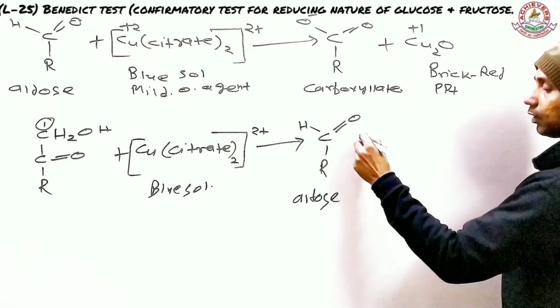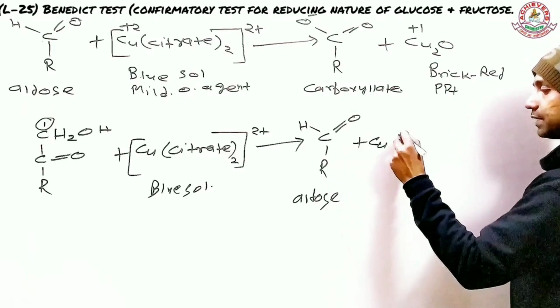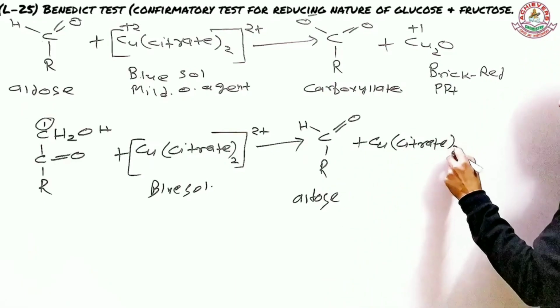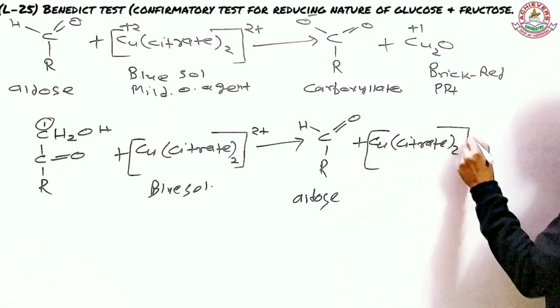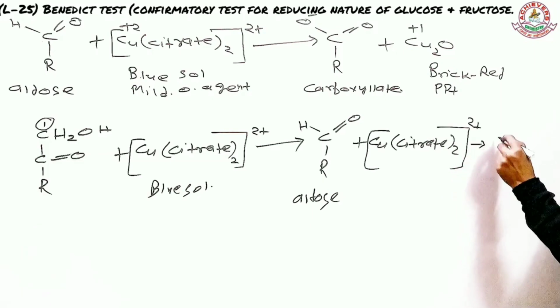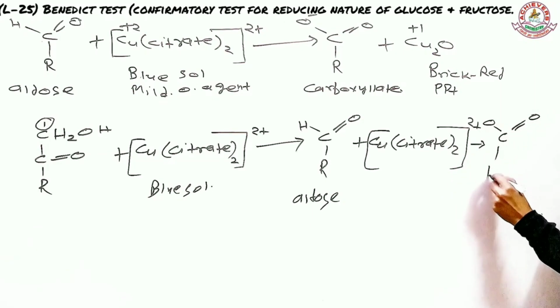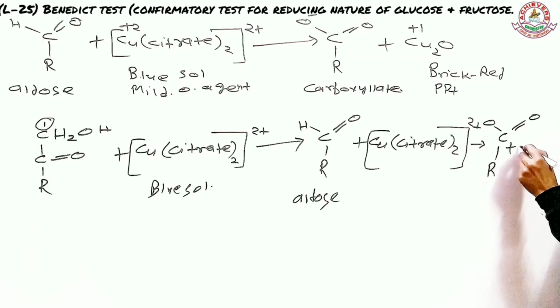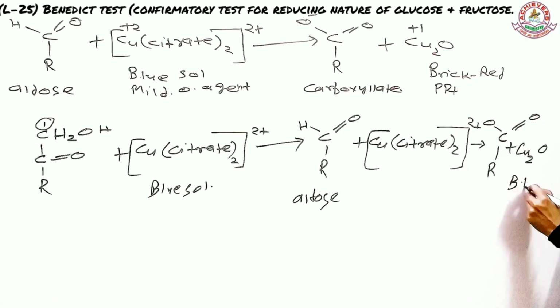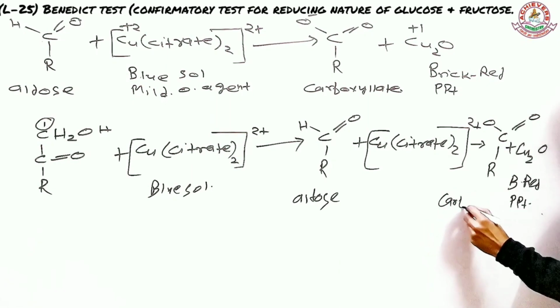Let me write the complete one. So you have again cuprous citrate here, cuprous citrate, and due to the reaction, this converts into a carboxylate. So this gives you the carboxylate. And along with that, you also have this Cu2O, brick red precipitate. Brick red precipitate. And there is your carboxylate.